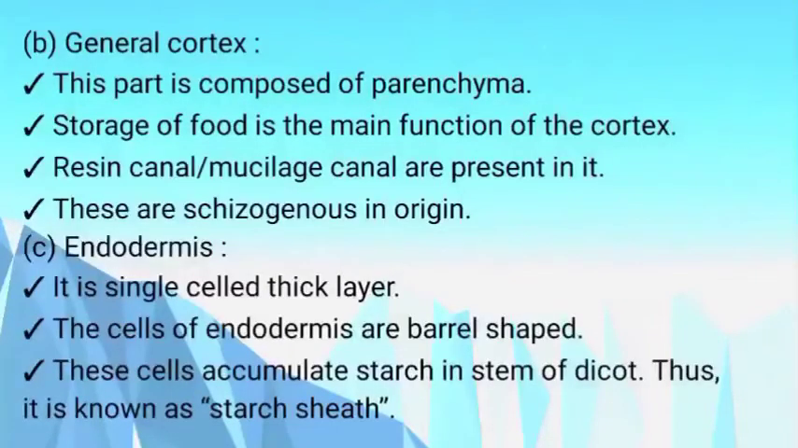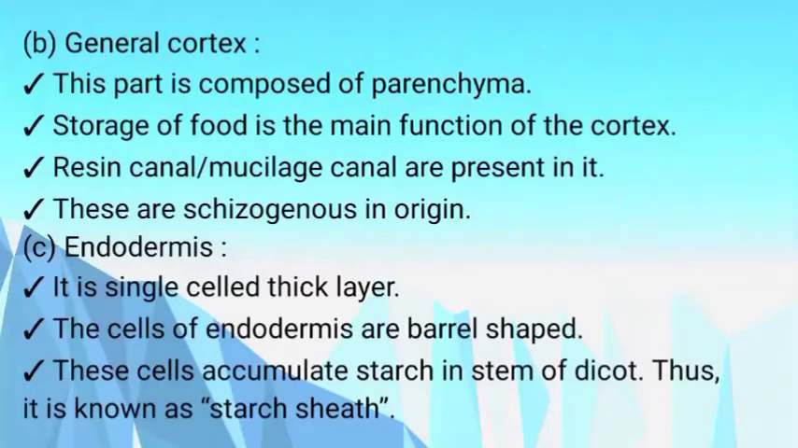Next one, general cortex. This part is composed of parenchyma. Storage of food is the main function of cortex. Resin canal or mucilage canal is present in general cortex. General cortex is schizogenous in origin. General cortex is composed of parenchyma. Storage of food is the main function of this region. Resin canal or mucilage canal is also present in general cortex. General cortex is schizogenous in origin.